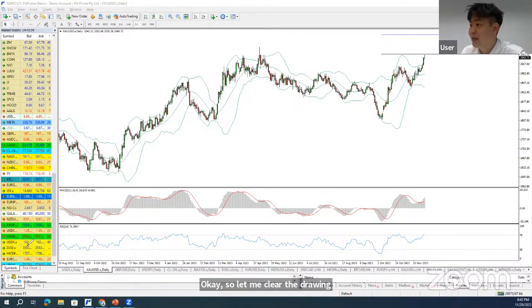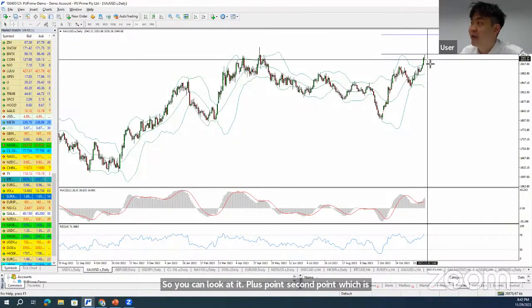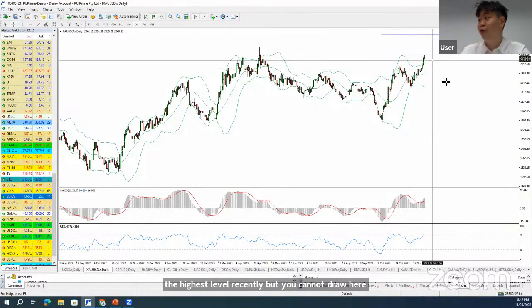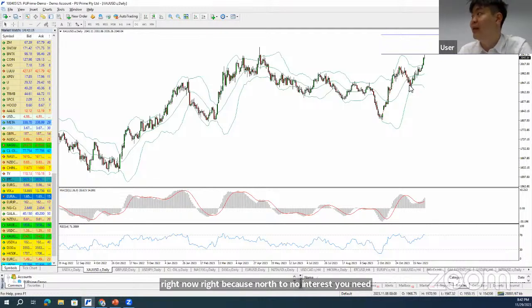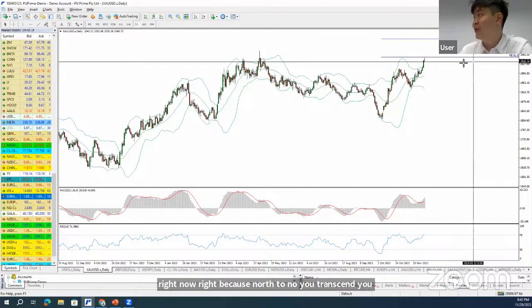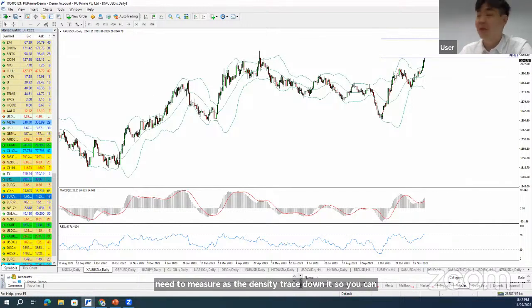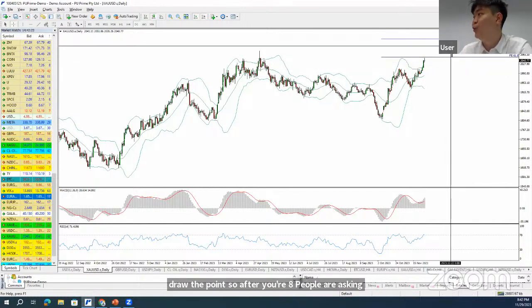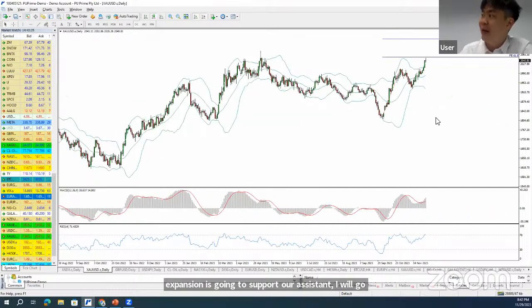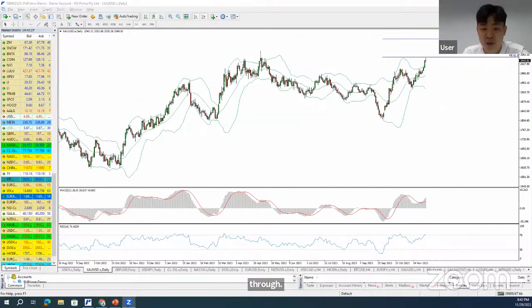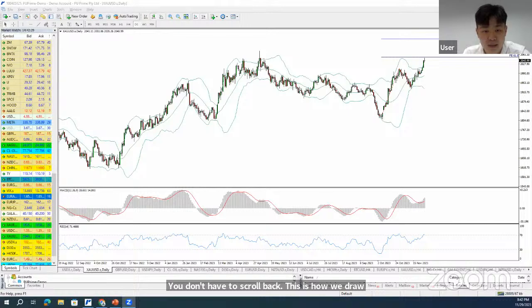So you can look at it. First point, second point, which is the highest level recently. But you cannot draw here. Why you cannot draw here is because there is no retracement. You need to measure a certain retracement on it, so you can draw the third point. So after you draw it, the Fibonacci expansion is going to form. Support and resistance levels will also newly form. You don't have to scroll back. This is how we draw the Fibo expansions. Okay, I hope I answered some of your questions.